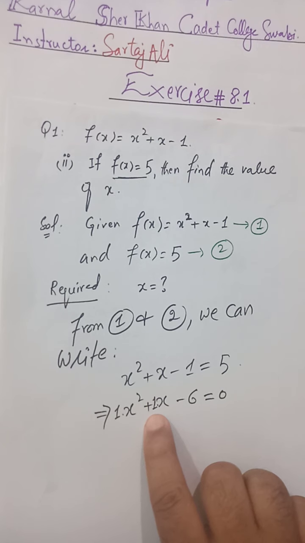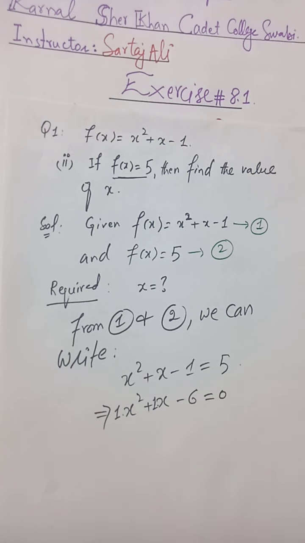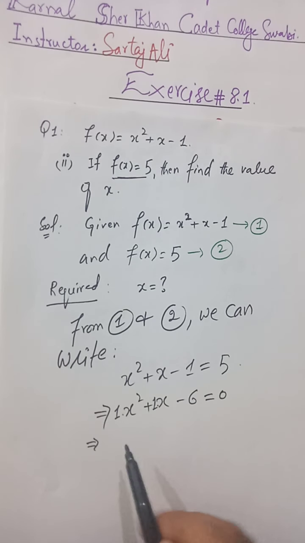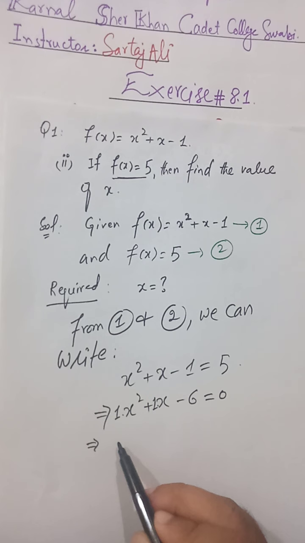Then you need to split this 1, which is the coefficient of x, into two parts such that from their product you get minus 6, and from the addition you get the coefficient of x, which is 1. So this is plus 3 minus 2. When you add 3 with minus 2 you will get 1, and when you multiply 3 with minus 2, you will get minus 6. So I am solving this quadratic equation by factorization, or you can also say by factorization method.